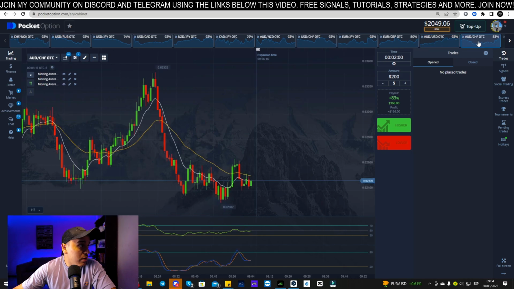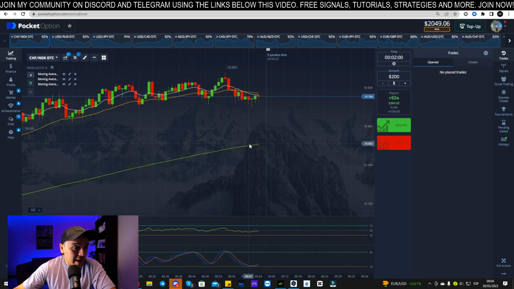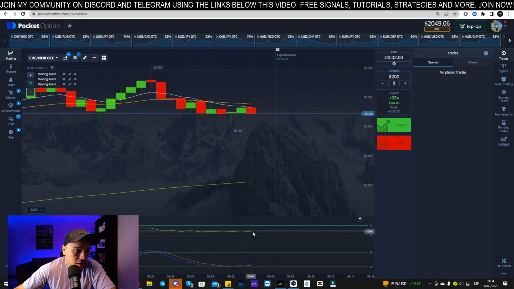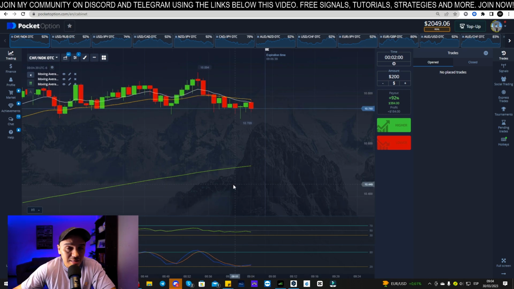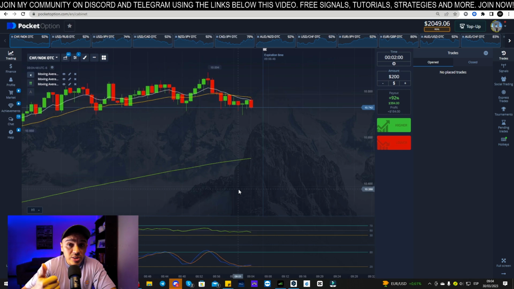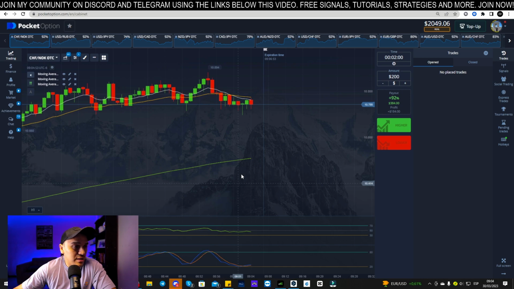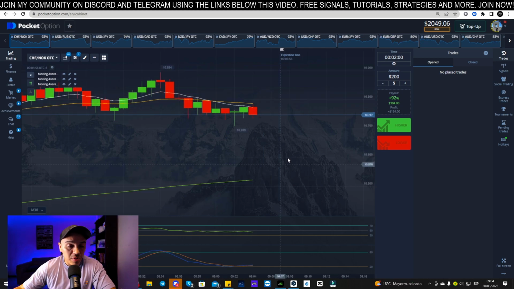Maybe we can find a good example. Maybe this one can be a good example for a call, again waiting for the crossing of the moving averages and the crossing of the 50% level of my RSI indicator. Remember, it's not always going to be the RSI indicator for oversold or overbought, but the stochastic oscillator is necessary to be oversold or overbought. So this means waiting for these indicators to align, and then we can trade for 2 minutes.